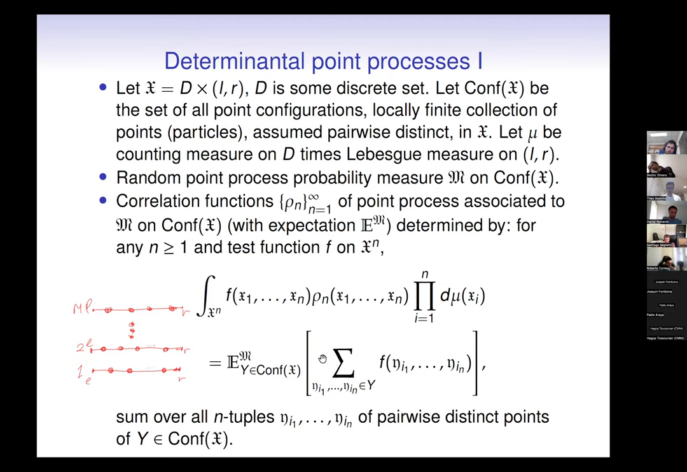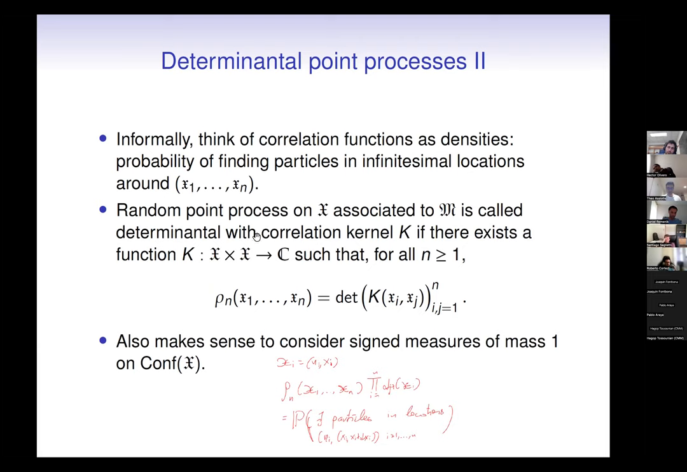So I'm going to go to the more informal description, which is the following. Informally, we should think of these correlation functions as somehow a density, or the probability of finding particles in infinitesimal locations around these points. So I have this object, which is given by two things: n_i, which you think of as which copy of this interval, and x_i, which is the spatial location. Then this correlation function at x_1 up to x_n gives me the probability that this point process has particles at level n_i and around the spatial location x_i, for i equals one up to n.